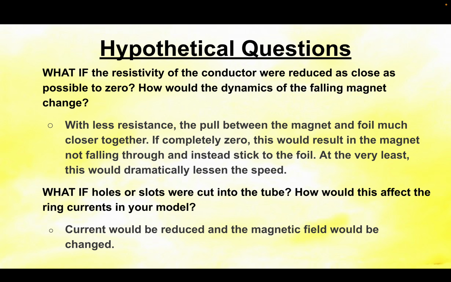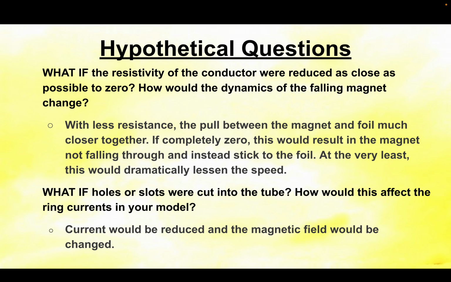We had two key hypothetical questions to answer after completing the lab. So the first is, what if the resistivity of the conductor were reduced as close to possible as 0, and how would the dynamics of the falling magnet change? So basically this question is saying, if there was no resistance, how would this look like? How would this change the results that we're seeing?